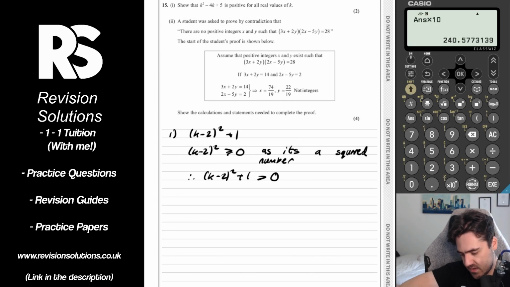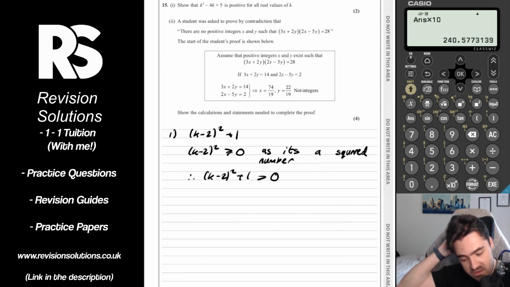Okay, now moving on to part 2. It says a student was asked to prove by contradiction there are no positive integers x and y such that 3x plus 2y times 2x minus 5y equals 28. And then we've got the start of his proof. He says, assume that the positive integers x and y exist such that they multiply in this fashion to give 28. And then he started by looking at one of the possible ways this could happen, which would be 14 times 2. So the 3x plus 2y is the 14, and the 2x minus 5y is 2. And he's shown that that gives a contradiction, that x and y in that case are not integers.